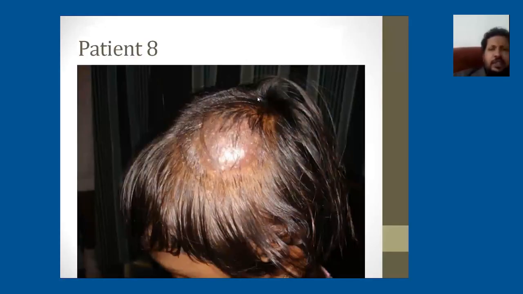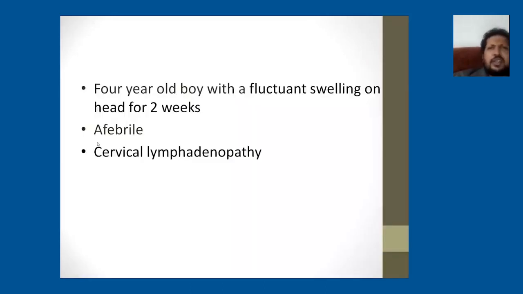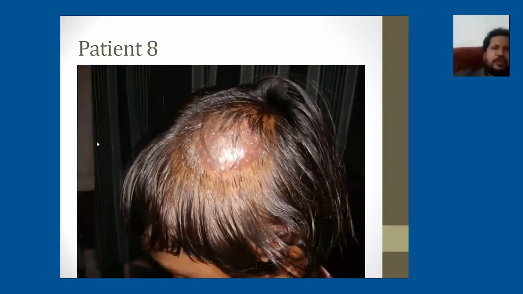So next patient, right? You can see a child with a large boggy mass on the scalp, fluctuant swelling on the head for 2 weeks, but the child is afebrile. He has cervical lymphadenopathy. So I think this is again a straightforward thing. What is this? Anyone knows what this condition is? So you can see a bit of hair fall, fluctuant swelling. Anyone? No one knows this. It's fairly common, I'm sure you'll see it at some point in your career.